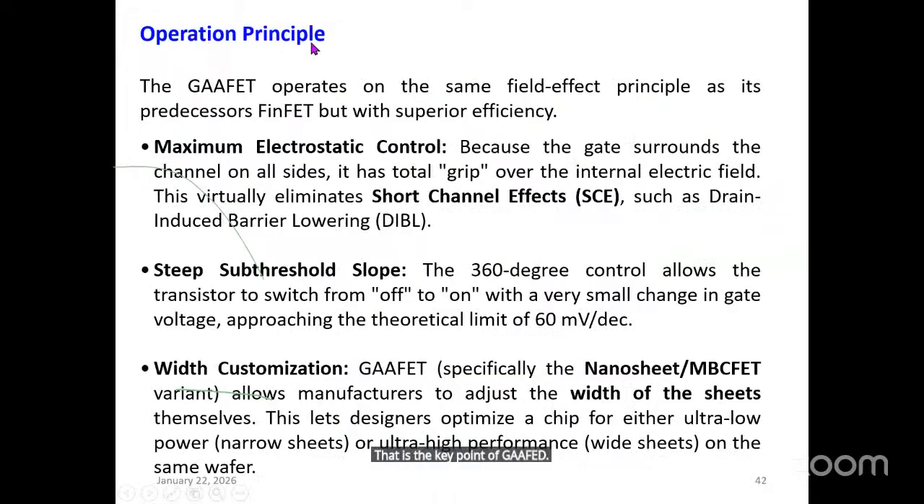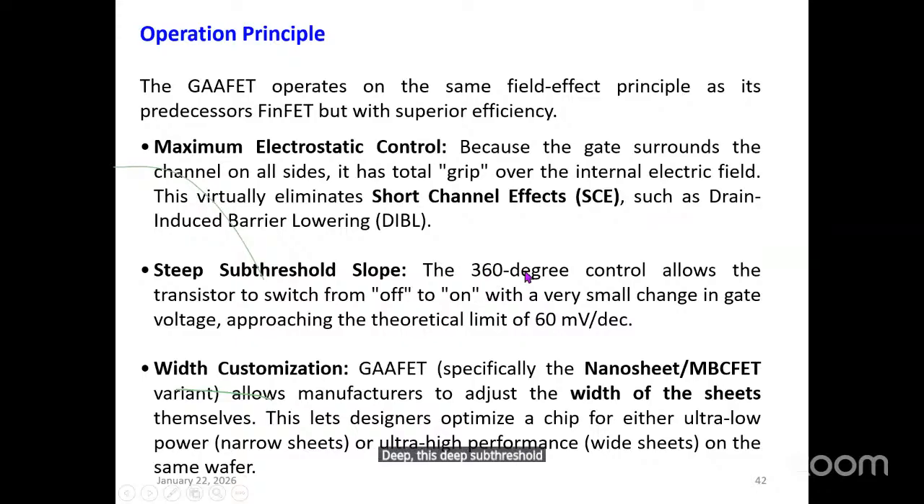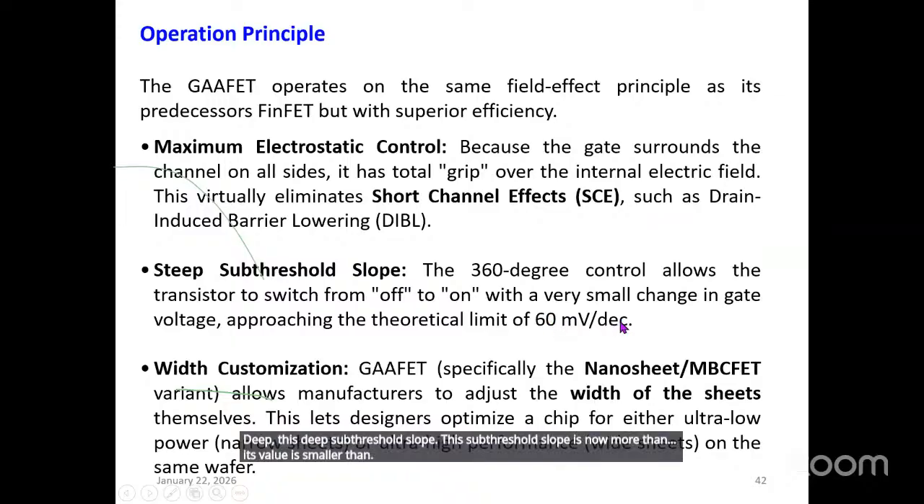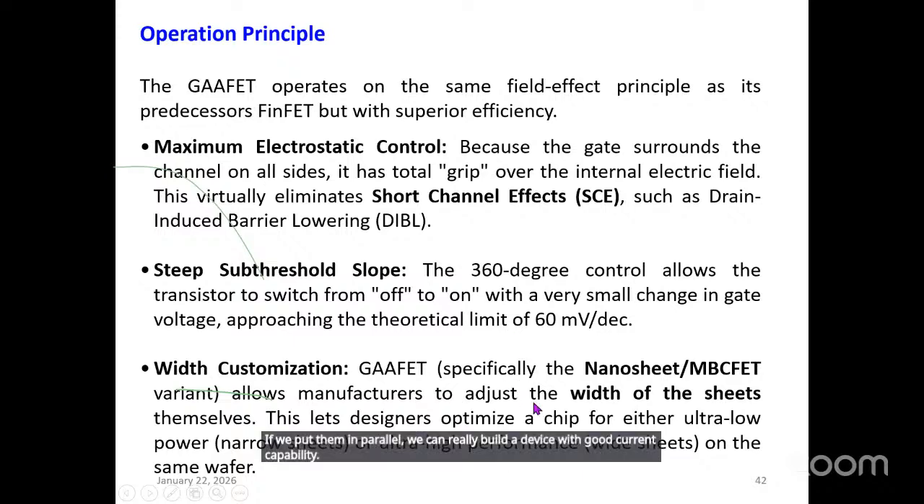Its operating principle: it has superior efficiency. It has the maximum electrostatic control. Therefore, short channel effect is not there. It has a steep subthreshold slope. This subthreshold slope is now smaller than 60 millivolt per decade, as we discussed in an earlier slide. And with customization, we can put them in parallel. If we put them in parallel, we can build a device with good current capability, or a power device.